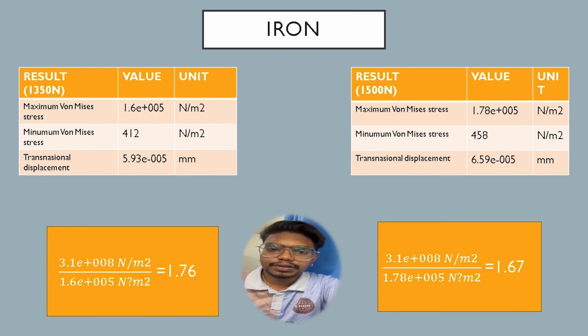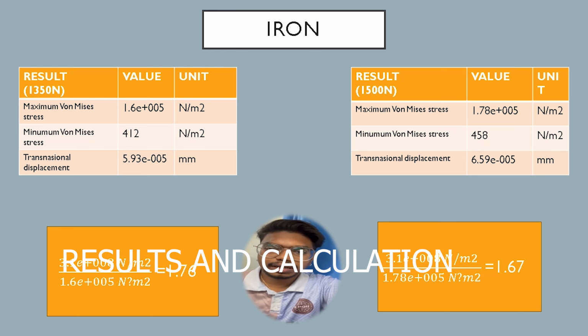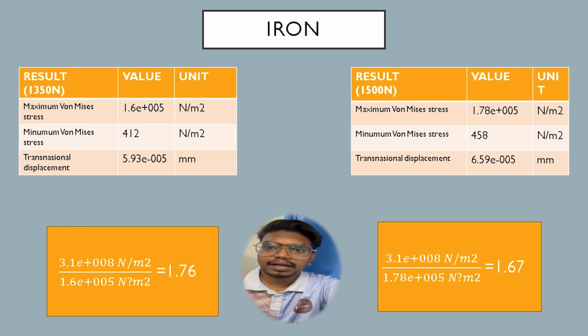Okay, now we are going to see the results for the various materials, which are iron, steel and aluminium, and we have conducted two types of forces, which are 1350 Newton and 1500 Newton. For the first one, now we are going to see the iron.